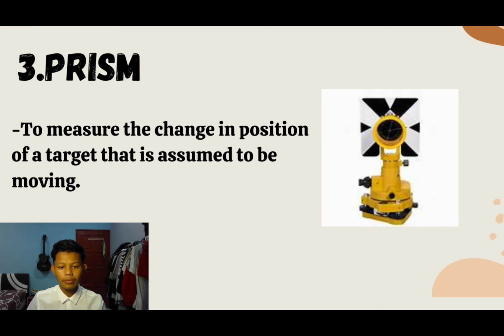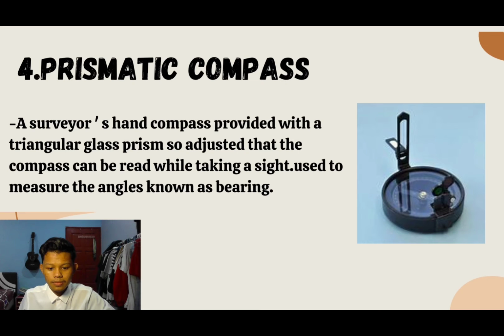Thirdly is the prism. It is used to measure the change in position of a target that is assumed to be moving. Next is the prismatic compass, a surveyor's hand compass provided with a triangular glass prism so adjusted that the compass can be read while taking a sight. It is used to measure the angles known as bearing.